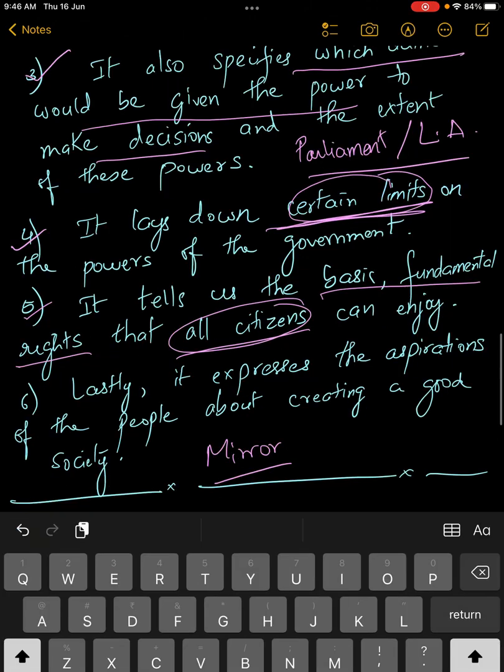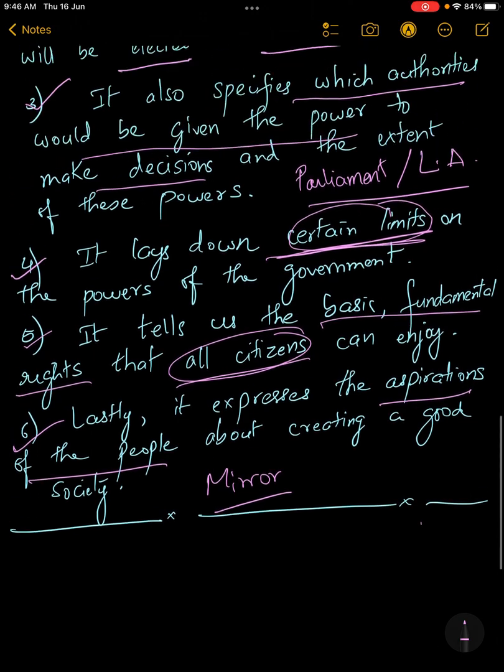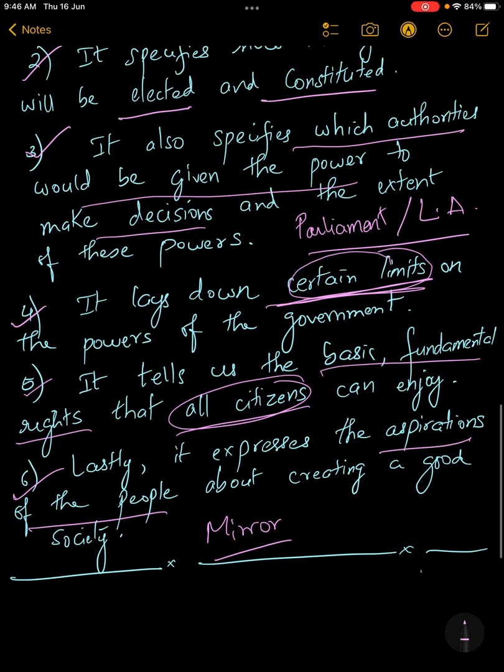So aspirations of the people, what people basically want from their country, from their society. So it reflects and expresses the aspirations of the people about creating a good society. Am I making sense?